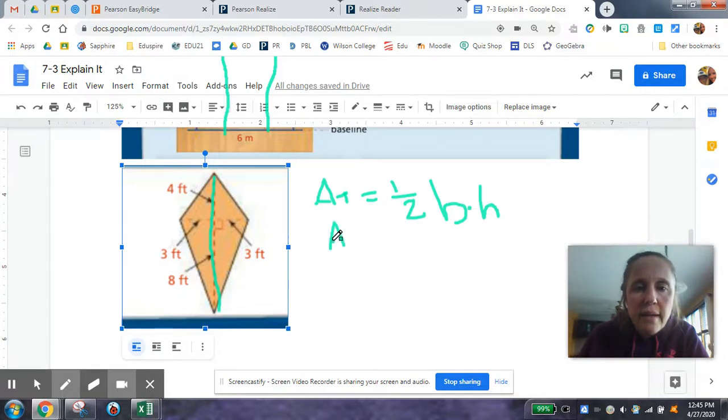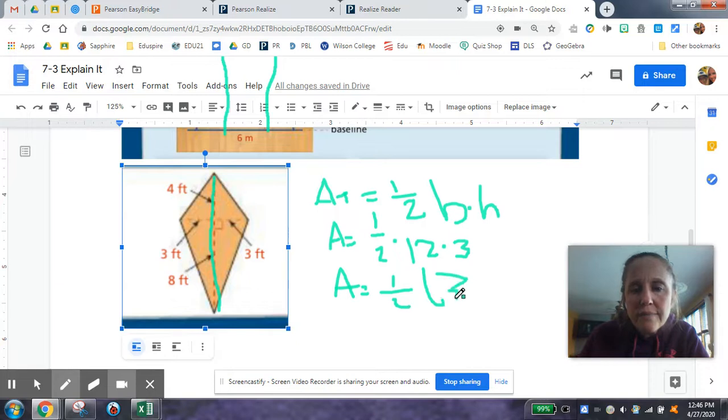I'm just going to put my area equals 1/2. My base is 8 plus 4, which is 12. My height is 3. So you can use a calculator here if you want to. 1/2 times 36. Half of 36 is 18. So the area of one of the triangles is 18 feet squared.